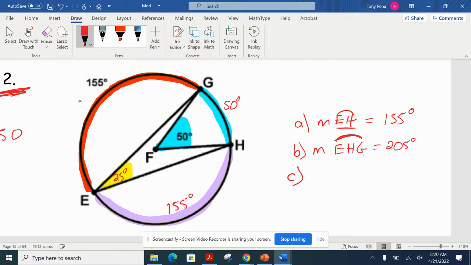Letter C, find the measure of angle GEH. We've already done it, but now you're just going to look at it, identify it. GEH was the minor or intercepted arc, or intercepted angle, and that we found to be 25 degrees. And then lastly, the measure of angle GFH. GFH was the one that was given to us. That's the central angle. That is a 50 degree angle. Okay.